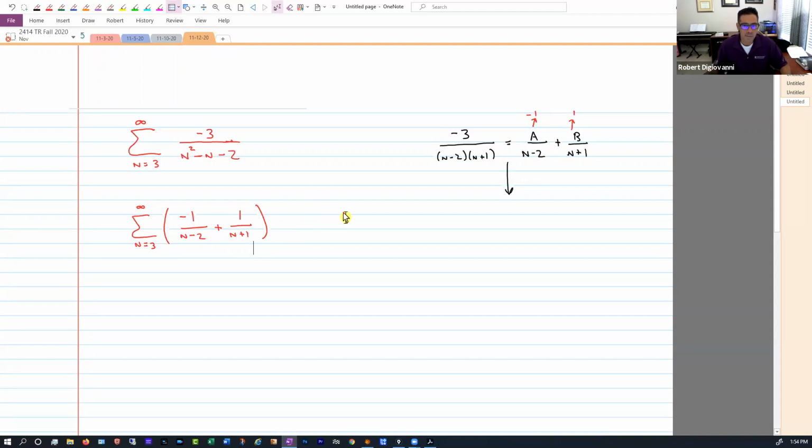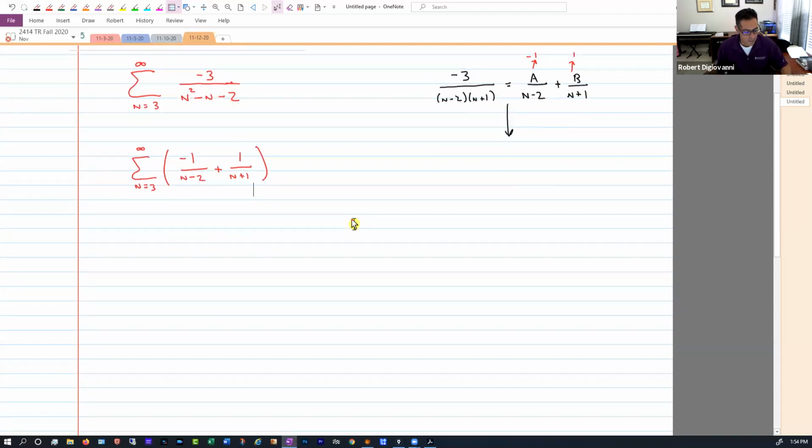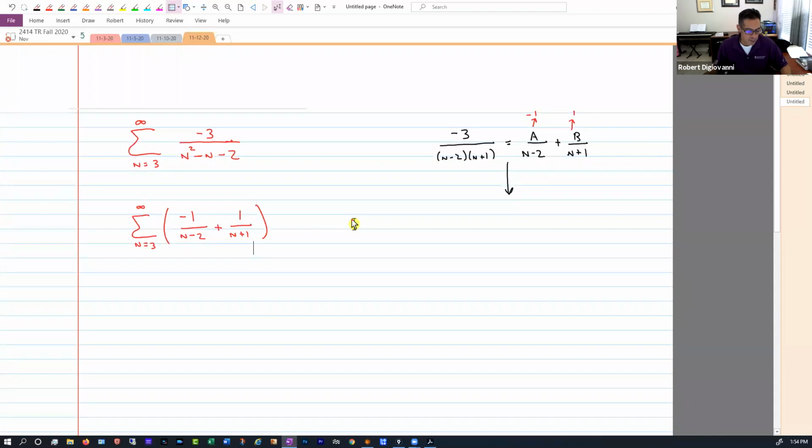Y'all okay with this? All right. Now at this point, you should already be thinking, hey, this might be telescopic. You should already be thinking that because you've done partial fractions, right? So that means you need to write out what this sum is and see if you can find a pattern. So I think I'm going to do this on the line below.